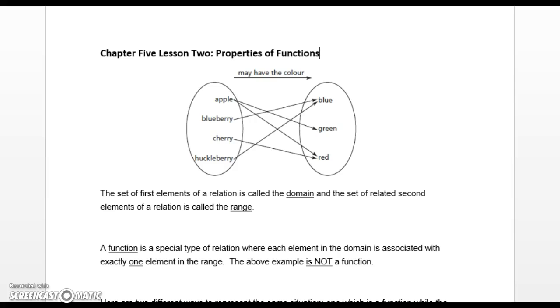And so a function is a special type of relationship where each element in the domain is associated with exactly one element in the range. Essentially what that means is that when we're looking at an arrow diagram, there should only be one arrow going from your domain to your range. So we can say that this example is not a function because if we're looking at the data value here, apple, you can see that it can be both green and red. So there's two arrows going from your domain. So that means that this is not a function. So looking at your first set here, you should only have one arrow going from each data value.